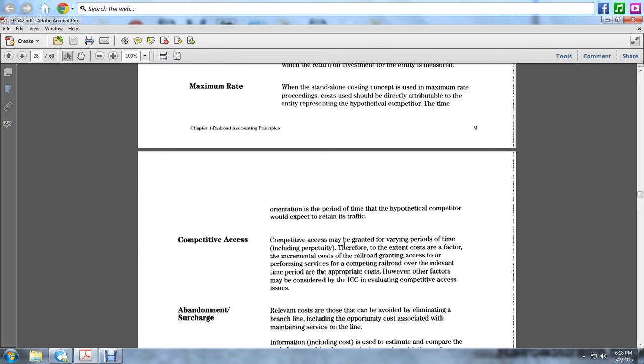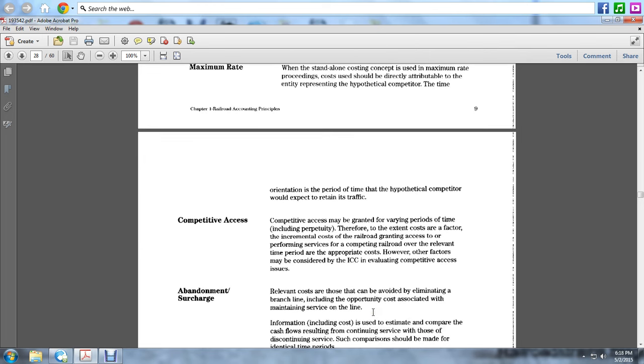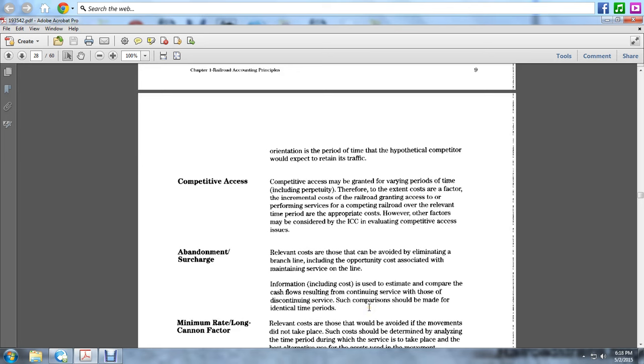For abandonment and surcharge, the relevant costs are those that can be avoided by eliminating a branch line, including the opportunity costs associated with maintaining the service on the line. Information including the cost is used to estimate the comparative cash flow resulting from continuing service versus discontinuing the service. Such comparison shall be made for identical time periods.